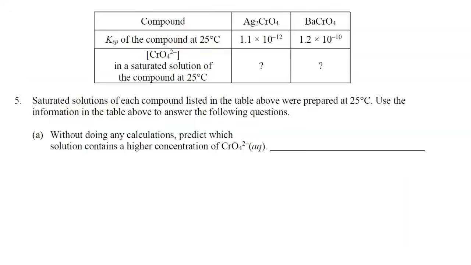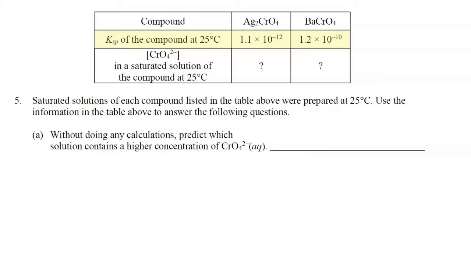Question 5 says the following. Saturated solutions of each compound listed in the table above were prepared at 25 degrees Celsius. Use the information in the table above to answer the following questions. Part A. Without doing any calculations, predict which solution contains a higher concentration of the chromate ion, CrO4 2-. So just focusing on the Ksp, it's 1.1 times 10 to the negative 12 for silver chromate, and it's 1.2 times 10 to the negative 10 for barium chromate.